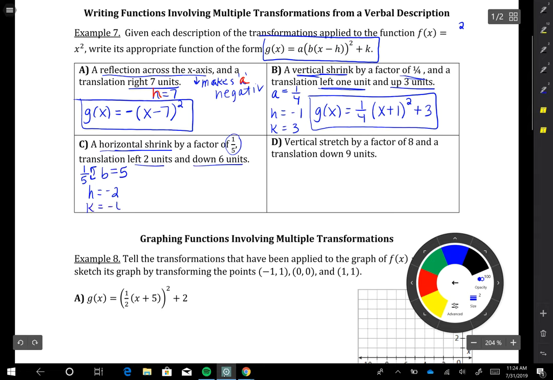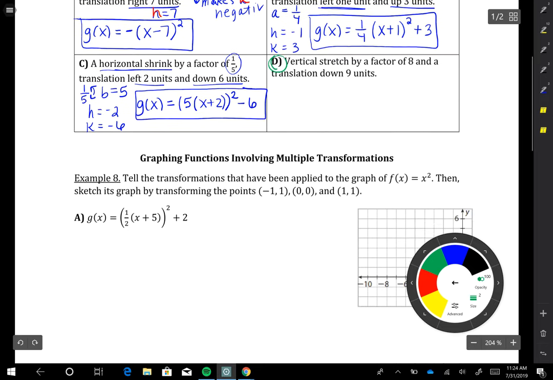Okay, now we're going to plug these into our function g of x equals. Since we were not given a vertical stretch or shrink, the A value is just 1 and we do not have to write that. But we do have a B value of 5, and right after the 5 we have to put another set of parentheses to do our x minus h. Because h is -2, we're going to put x plus 2, close both parentheses, put the squared, and then do your -6 for the k at the end. All right, we're going to save letter D for class.